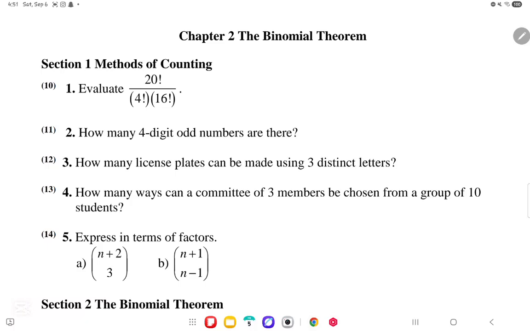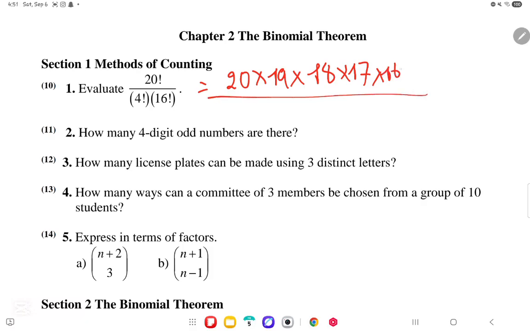So let's start. Evaluate 20 factorial over 4 factorial times 16 factorial. Which is closer to 20? Is 4 closer to 20 or is 16 closer to 20? Definitely 16 is closer to 20. So what are we gonna do? We are gonna multiply starting from 20 all the way to 16. So 20 times 19 times 18 times 17 times 16. We stop because this is what we need.